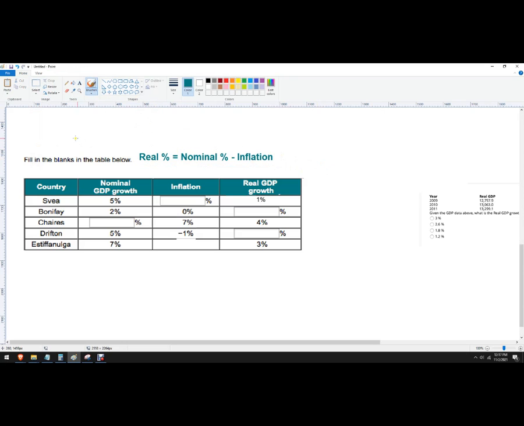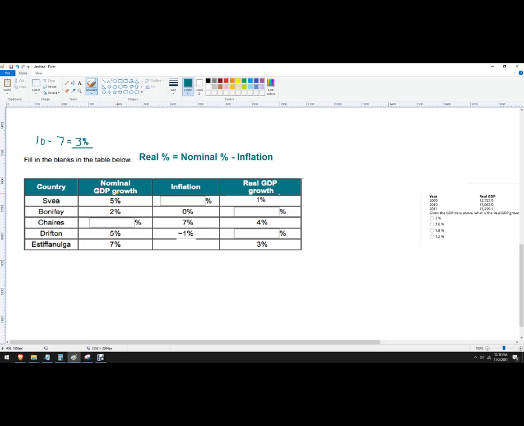So say you got a 10% raise and you were super happy about it, but you knew there was a 7% inflation rate in the country. You would really, in real terms, only be receiving a 3% raise, which is better than zero, but not quite as good as the 10%. Okay, so let's figure this out for countries.